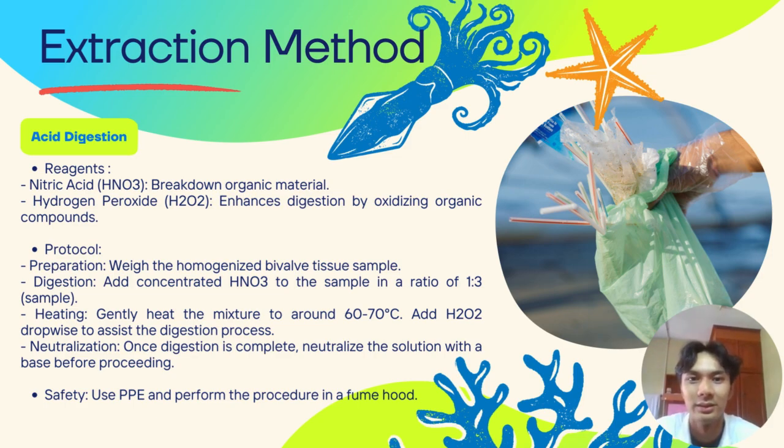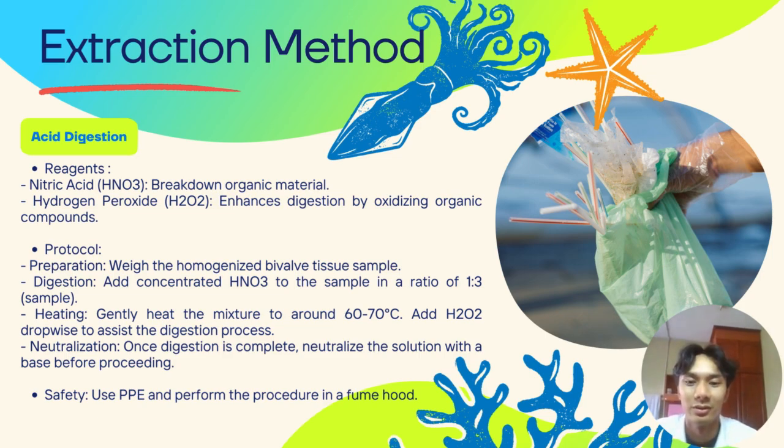Next, for the acid digestion part, there are two reagents that will be included. The first one is nitric acid. It is used for the breakdown of organic material. And the other one is hydrogen peroxide. The use of it is to enhance the digestion by oxidizing organic compounds.